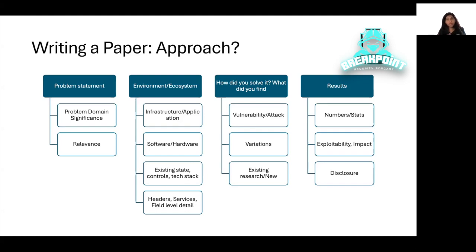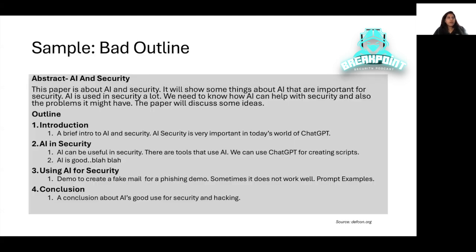So this is just a limited set. There are a lot of other things, but definitely these are a few things that you should be able to call out in the paper description or outline, or wherever you have the largest space to talk about your research and your work. I want to take you through a sample bad outline just so that we understand what we have been talking about till now.